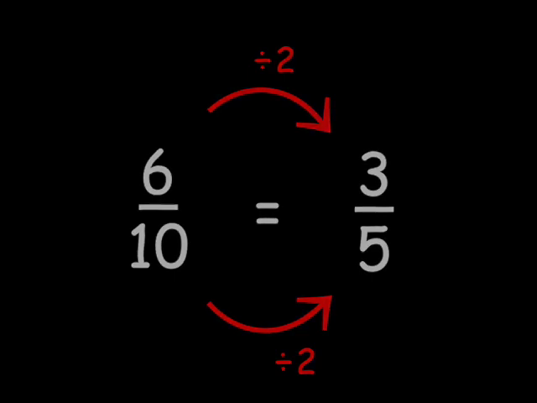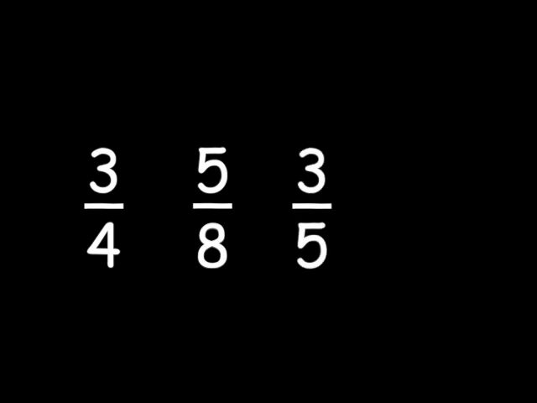Have a look at 3/4. There is no number which will divide into the top and the bottom, so the fraction is already as simplified as it can be. Other examples of fractions which cannot be cancelled are 5/8, 3/5, and 7/9. In each case, no number can be divided into the top and bottom of the same fraction.